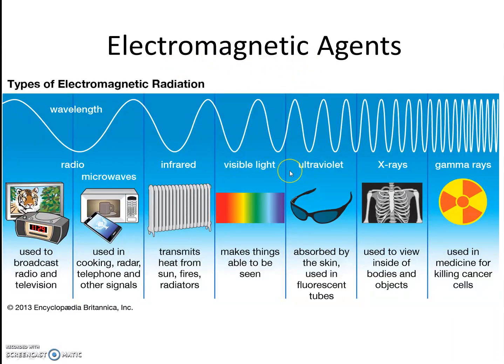So our UV radiation, you can see the wavelength is slightly different compared to our infrared radiation. Our UV radiation has a higher energy compared to our violet light, whereas our infrared radiation has lower energy than our red light.